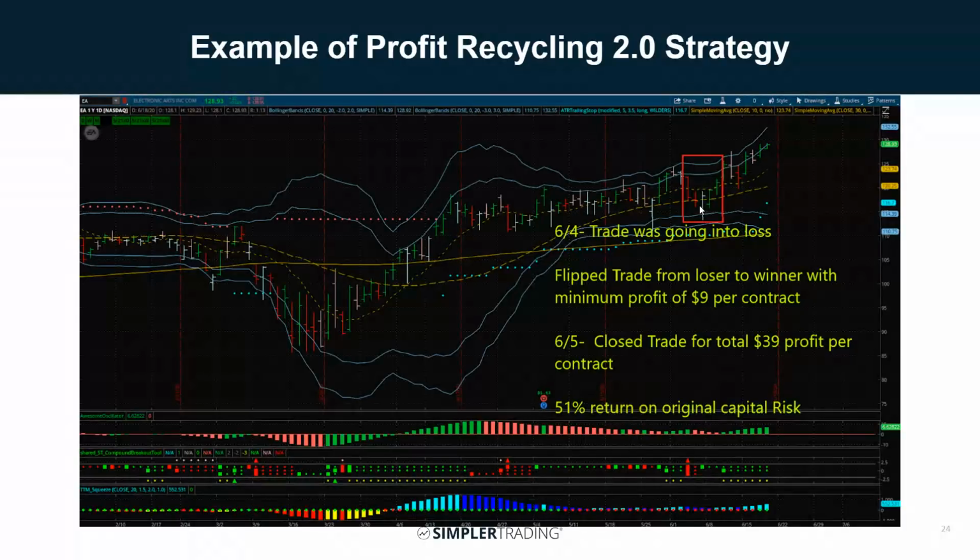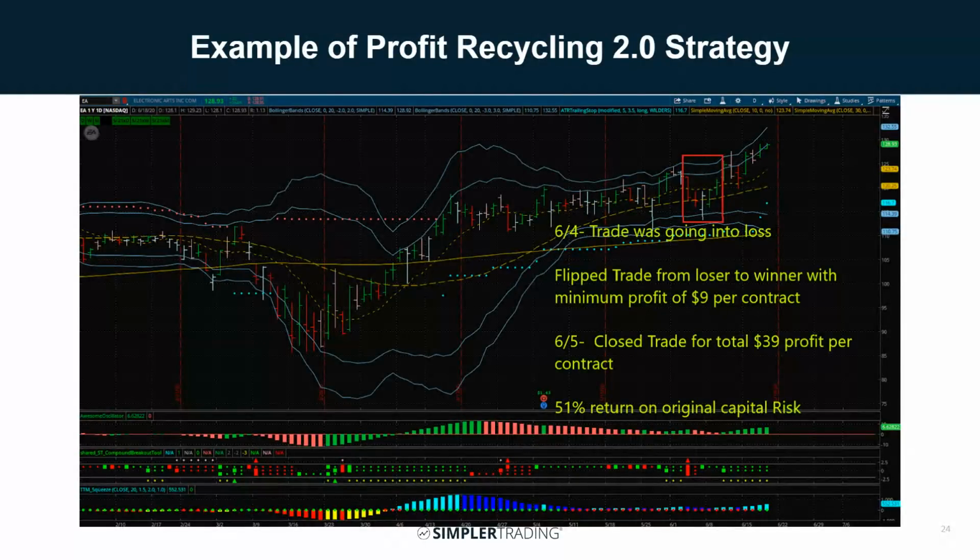And I was like, I don't want to take a loss, right? So I evaluated the trade, realized I could use the Profit Recycling 2.0 strategy. And so I flipped that trade from loser into winner and guaranteed myself a minimum profit of $9 per contract. So I went from a complete and 100% loss on a trade to a small guaranteed win. The next day, I was able to close it out for a bit more, locking in a $39 profit per contract, which was actually a 51% return on my original capital risk.